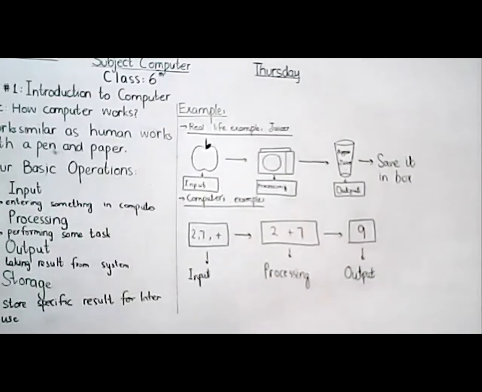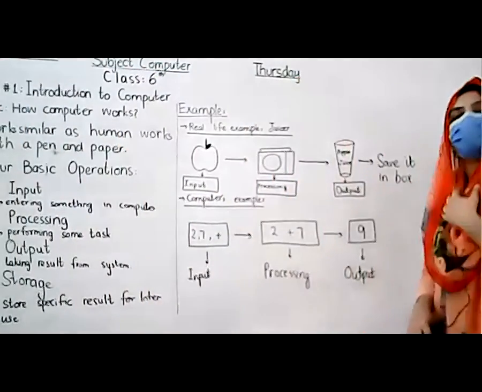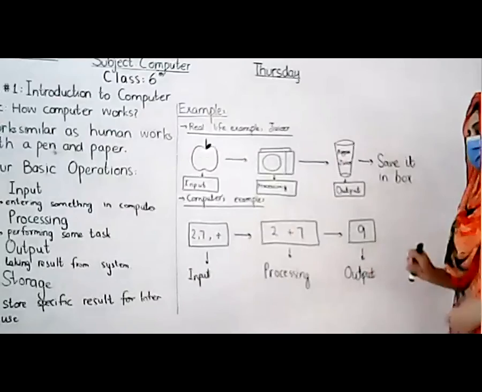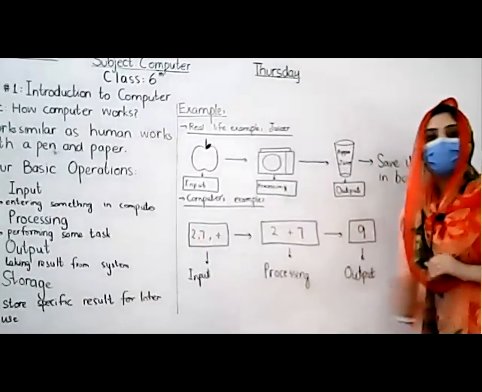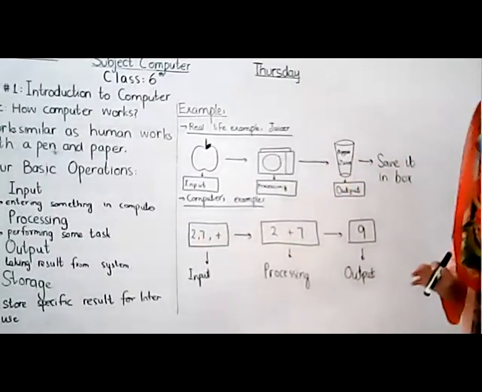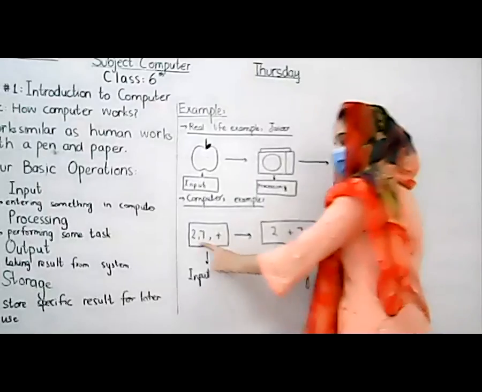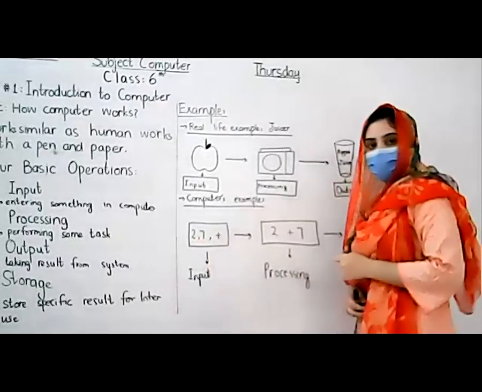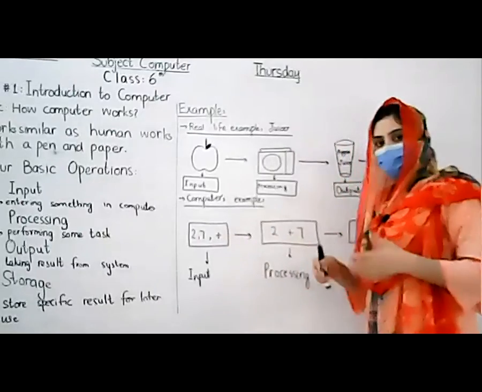Now we will go for a mathematical example. You want to add two numbers. For example, you are getting two numbers, 2 and 7. So how will it occur in the computer and how does it perform? First of all, you will enter the data through the keyboard and you will ask the computer to add them, to make them plus.